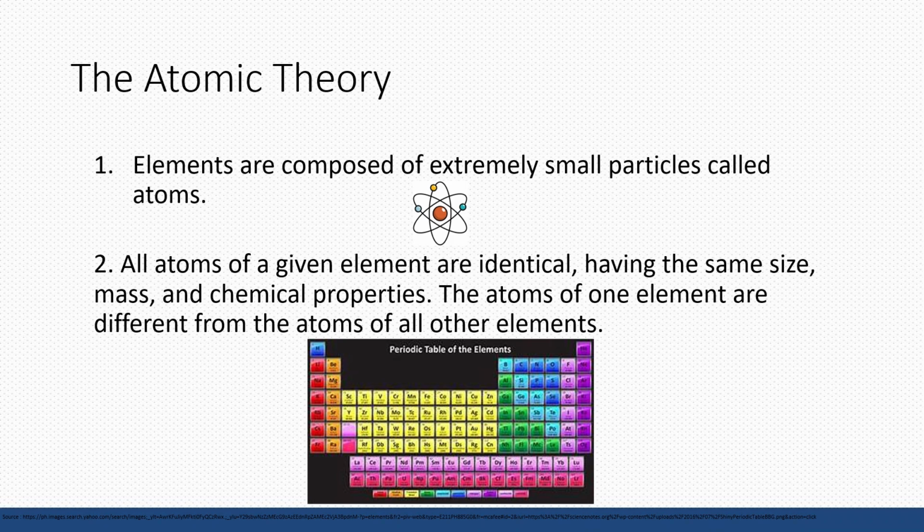Then every atom, later on we will discuss, every atom is composed of even smaller subatomic particles. Then number two, all the atoms of a given element are identical, having the same size, mass, and chemical properties. Then the atoms of one element are different from the atoms of all other elements. For example, atoms of hydrogen are the same within the hydrogen element, but atoms of beryllium would be different from the atom of hydrogen.